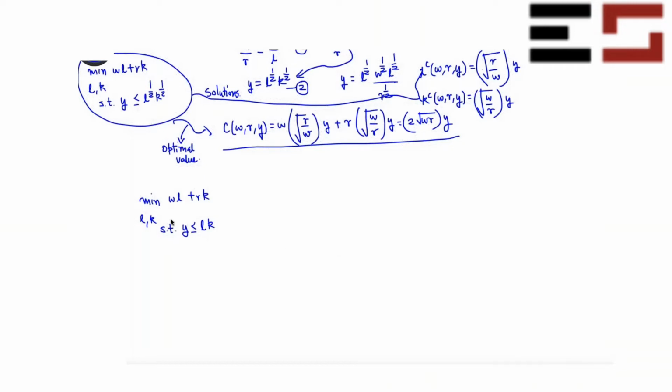Okay. So notice that if you see this problem and this problem, the only difference is that we have L to the power half K to the power half here, and we have L into K here. Okay. So can you make this problem like this? Can you do something like this? Let's take square root both sides. It's not going to change anything. If I take square root both sides, it's the same problem. Okay, I'm not changing the problem at all.